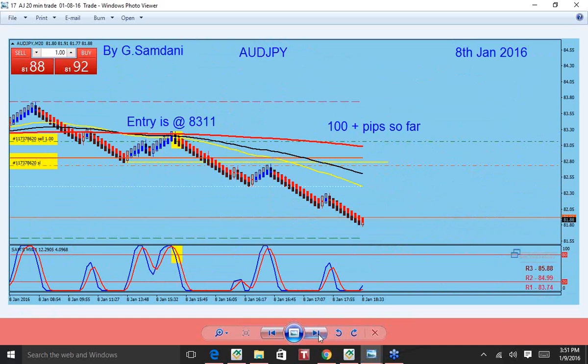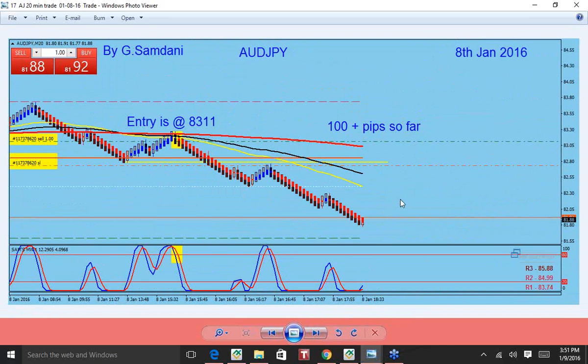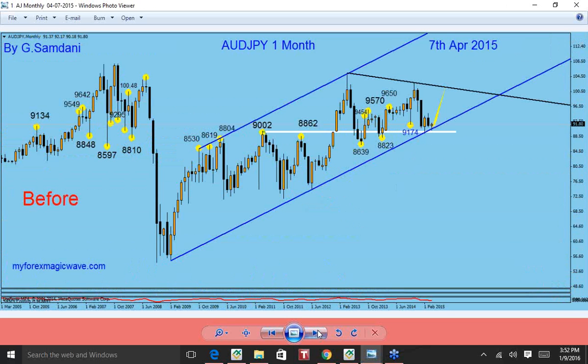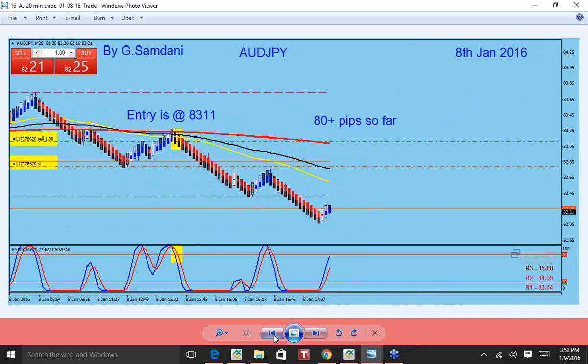So you see how many pips? Keep going down, right? And then there was another nice trade. I don't know what happened to that. It went down a lot. But probably messed it up. This is way better. So this is how this thing was going.